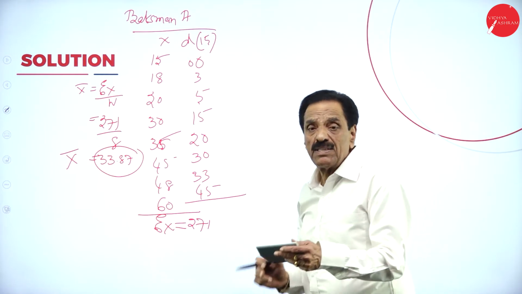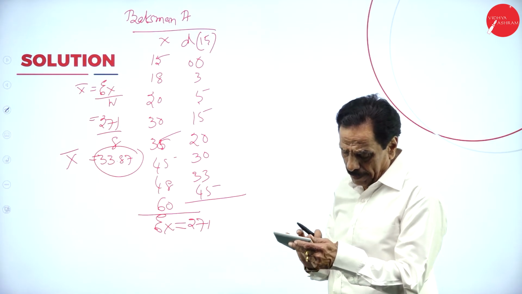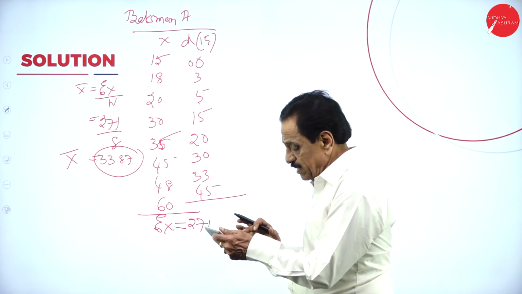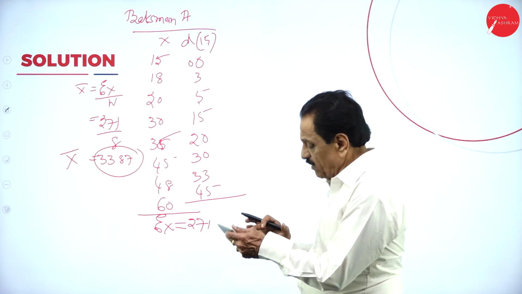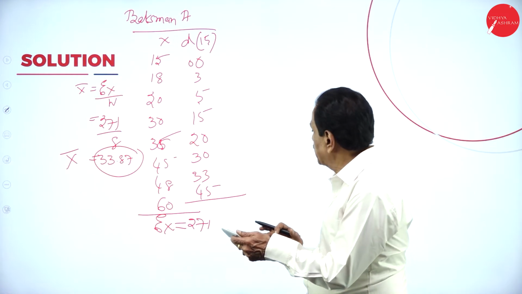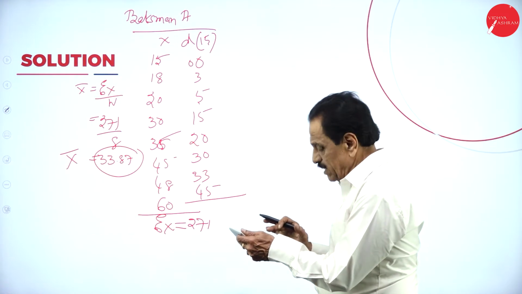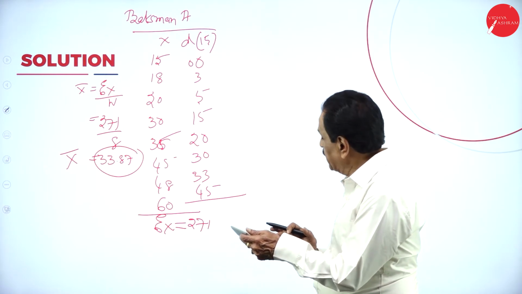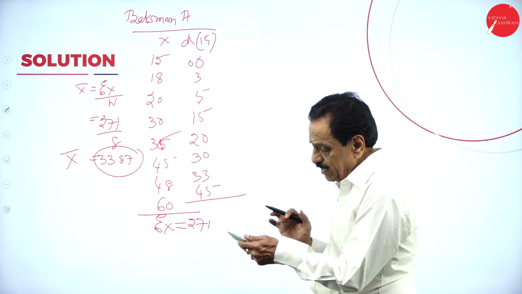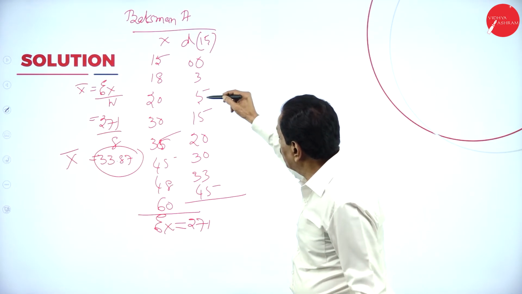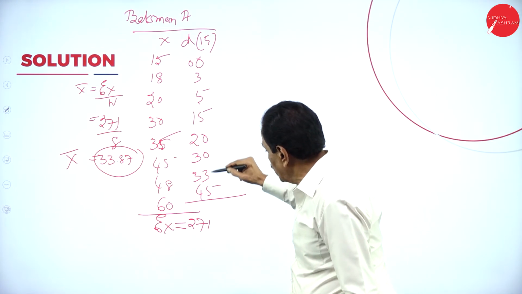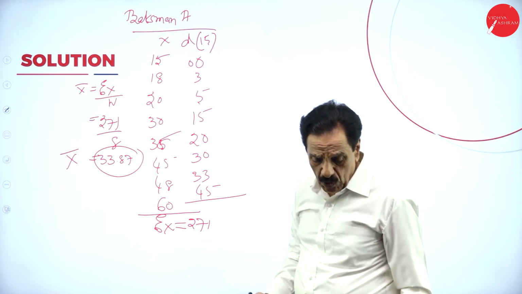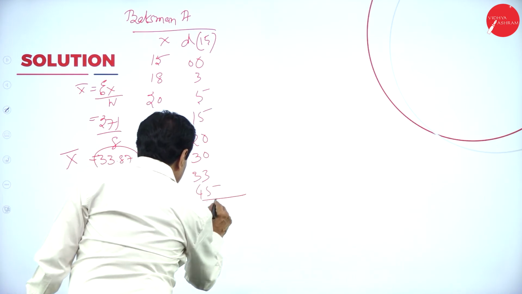What is the first number? 3 plus 5 plus 15 plus 20 plus 30 plus 33 plus 45. 3 plus 5, 8, 13, 16, 21. 2 plus 1, 3, 5, 8, 11, 15. 151. Sigma D is 151.